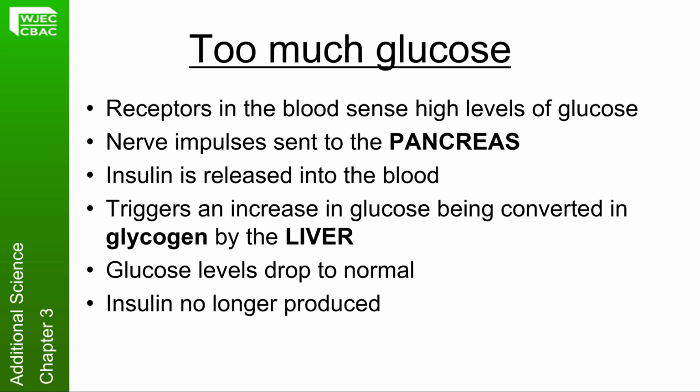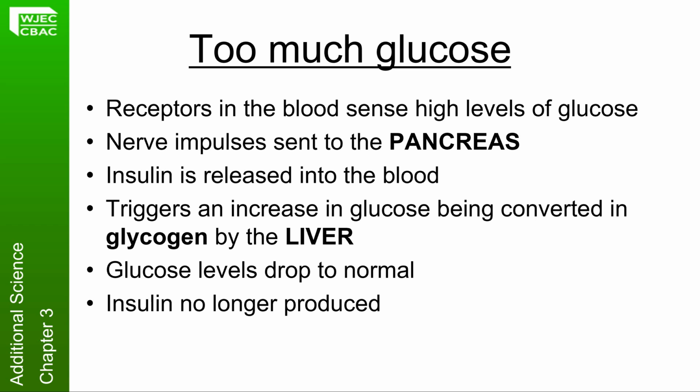So the pancreas in this case is the effector. Your pancreas will respond to that by releasing the hormone insulin. Now, you've probably heard of insulin before. It's something that people are usually quite familiar with because of its role in the treatment of diabetes. So when the pancreas releases insulin, the response that happens then is your liver will start to convert that excess glucose into another chemical called glycogen. So that is then stored within the liver.